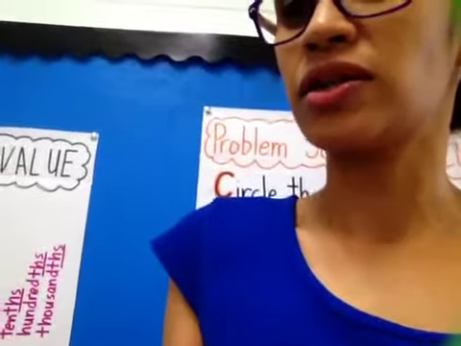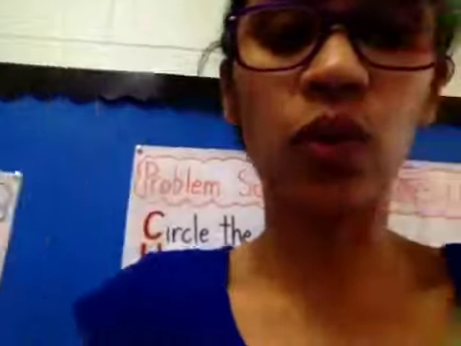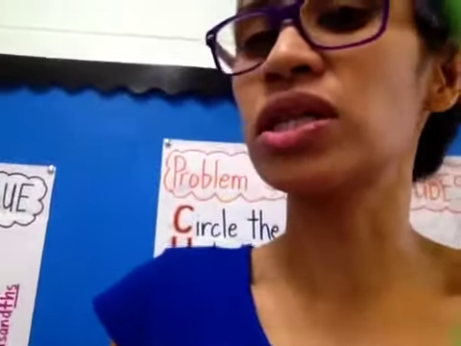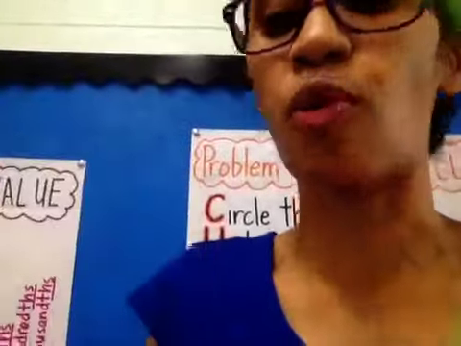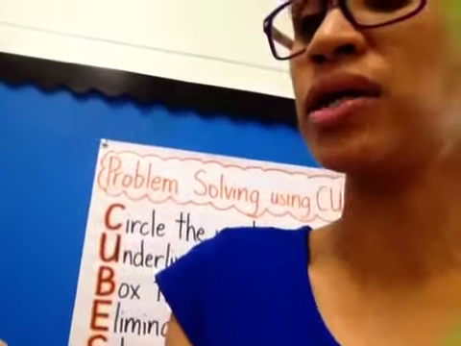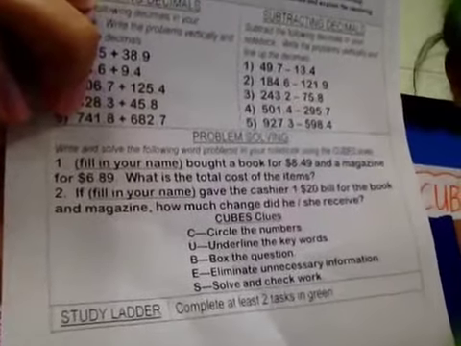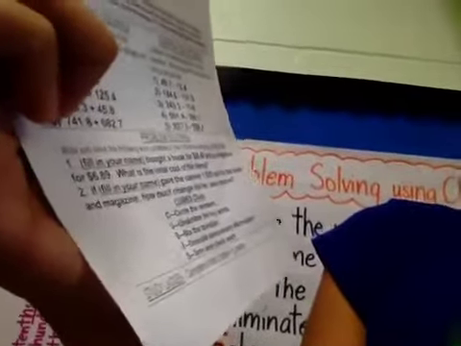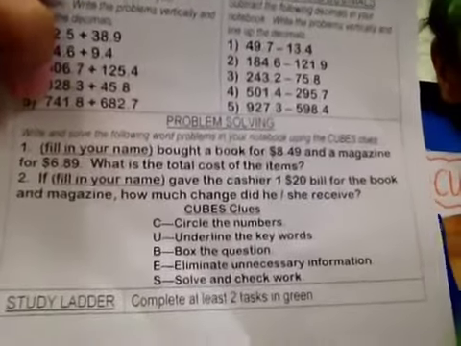All right, looking at your sheet right here, the first problem says, fill in your name. What's your name? Write that down. So for example, if I was going to do this, write these problems down in your notebook. I might write, Miss Lalana bought a book for $8.49 and a magazine for $6.89. What is the total cost of the items?